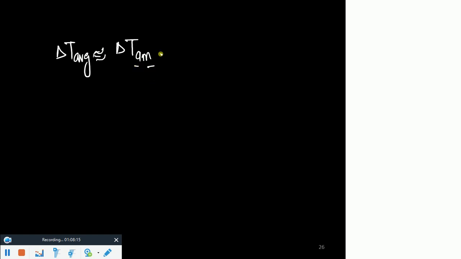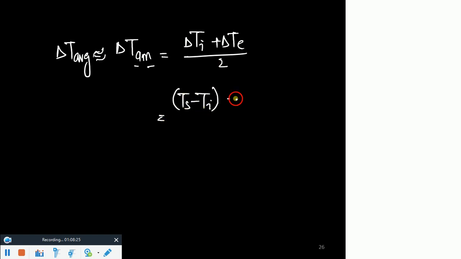This is the arithmetic mean, and this can be written as delta Ti plus delta Te over 2. And how can you write it down? This is Ts minus Ti plus Ts minus Te over 2. I mean, you don't know what is going to be the value of Tm. So what you can do is, you can take the temperature difference at the inlet, then you can take the temperature at the exit, and then you can take their average.